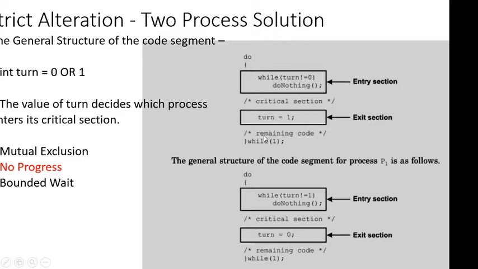Now say this process zero is running his code. He's not in his critical section. He's in that part of his program that doesn't matter much. It's not going to cause some synchronization problem.